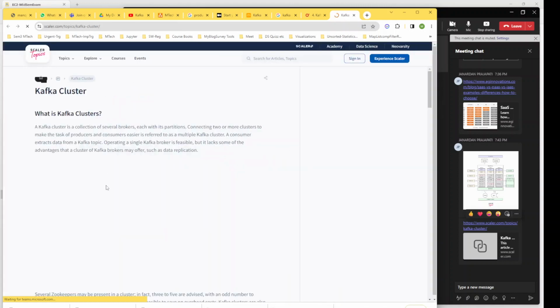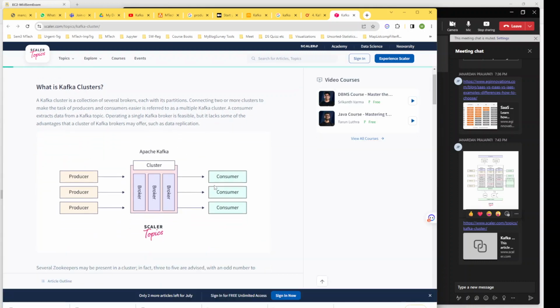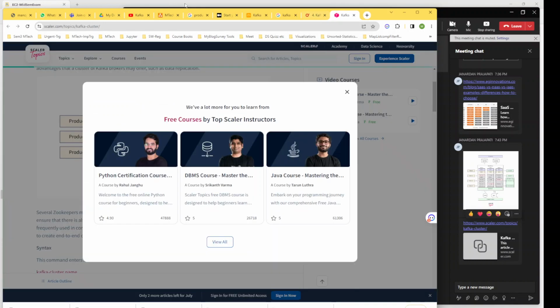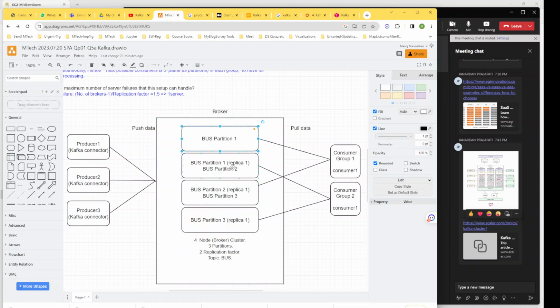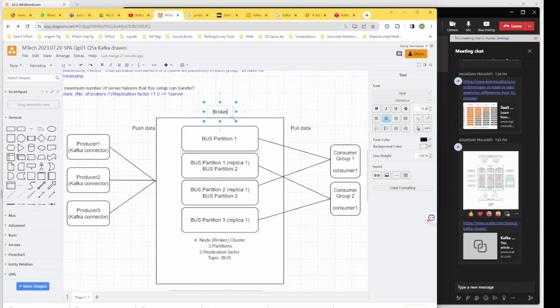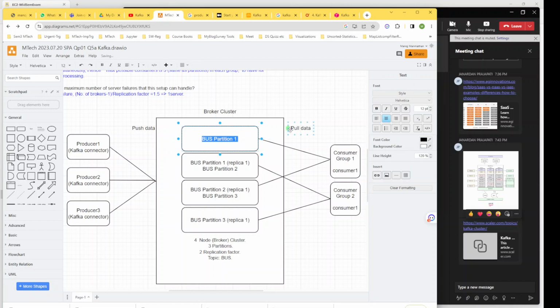I think the one change required here is it's a 4-node cluster, right? We need to have 4 nodes. Yeah, four brokers. A broker is a node, like a broker cluster, and the other one is a topic. So this is node 1. Okay, we can change that then.